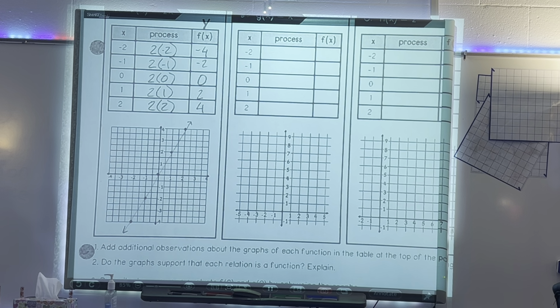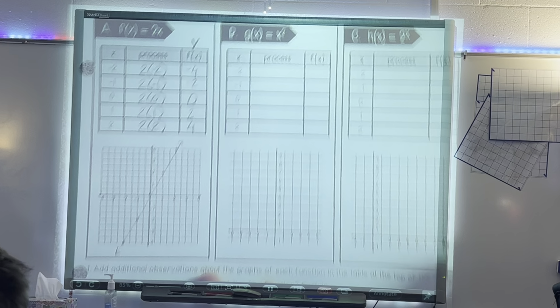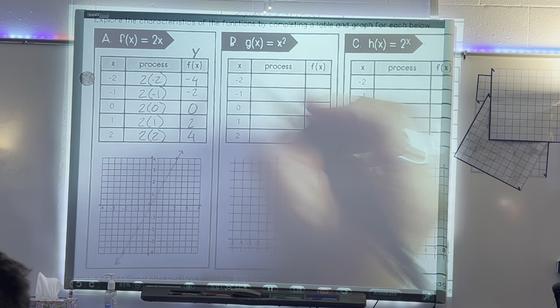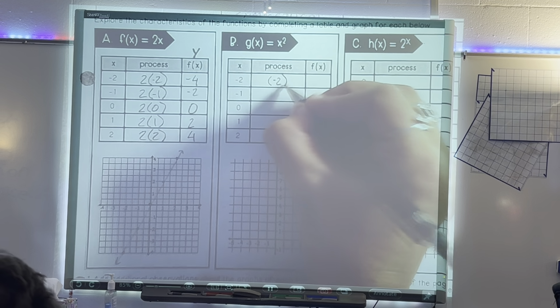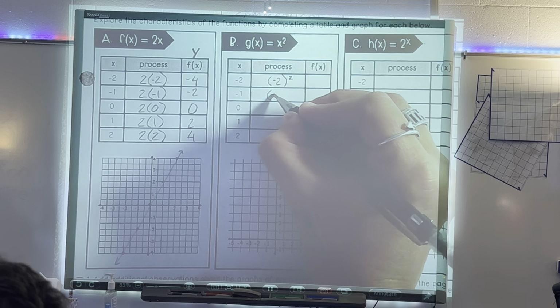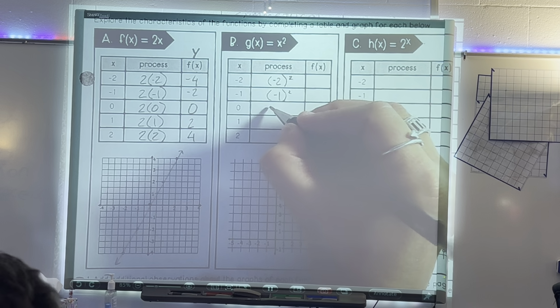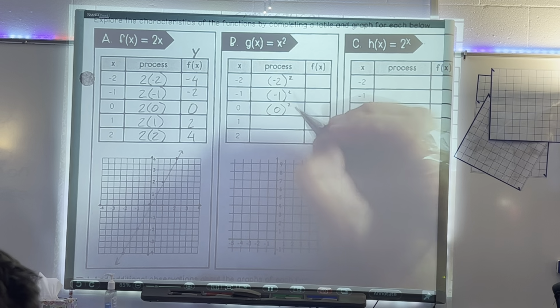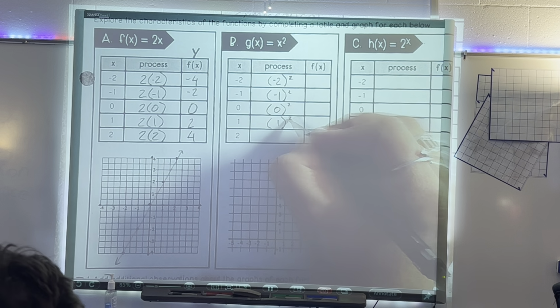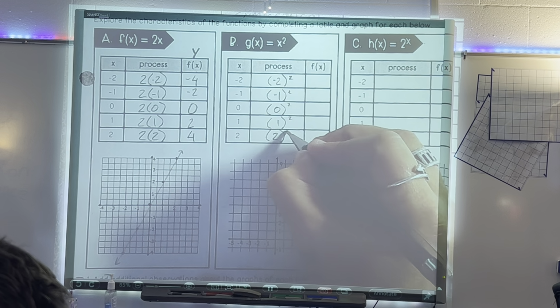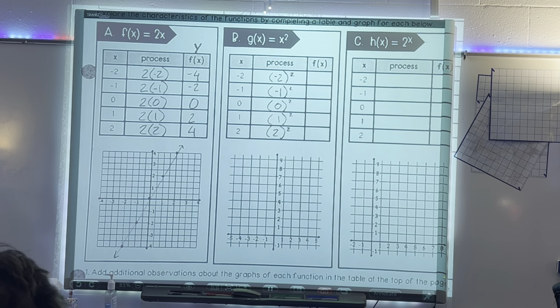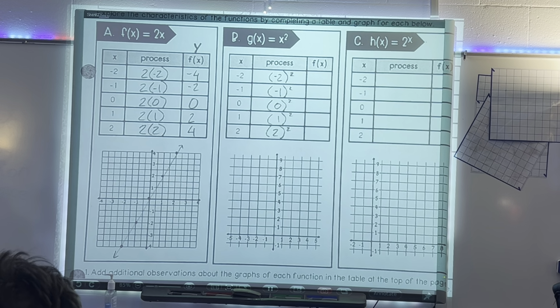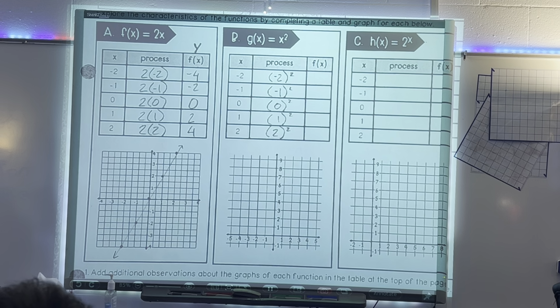Okay, so if we go over here and we do this one, same thing, we're going to do our process. So negative 2 is the input, so I have negative 2 squared. Why does that need parentheses around it? Because it's negative. Good, so I make sure that I get that. Some of y'all yesterday didn't put parentheses around things and it messed you up. Okay, so when I do negative 2 and I square it, I'm going to get what?